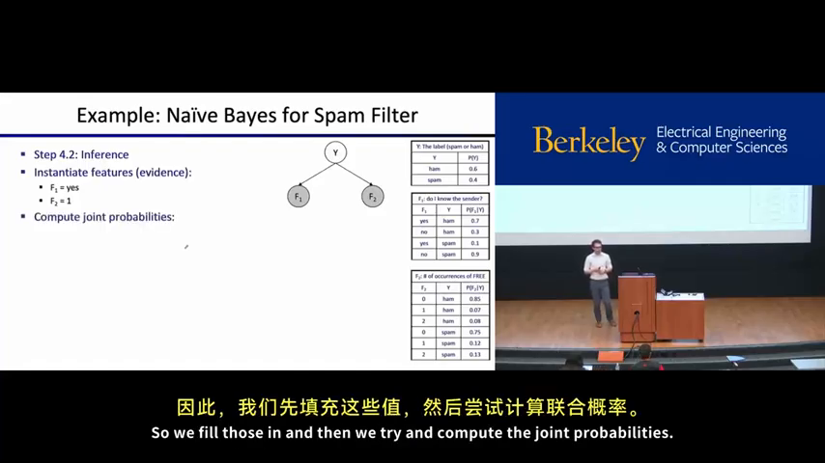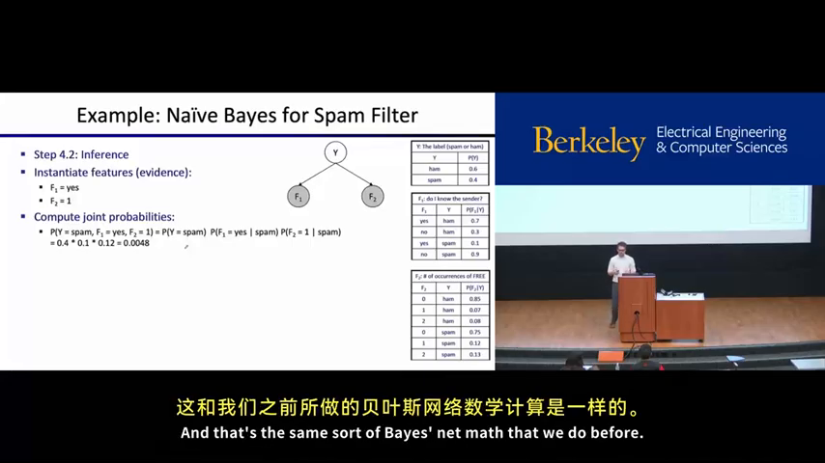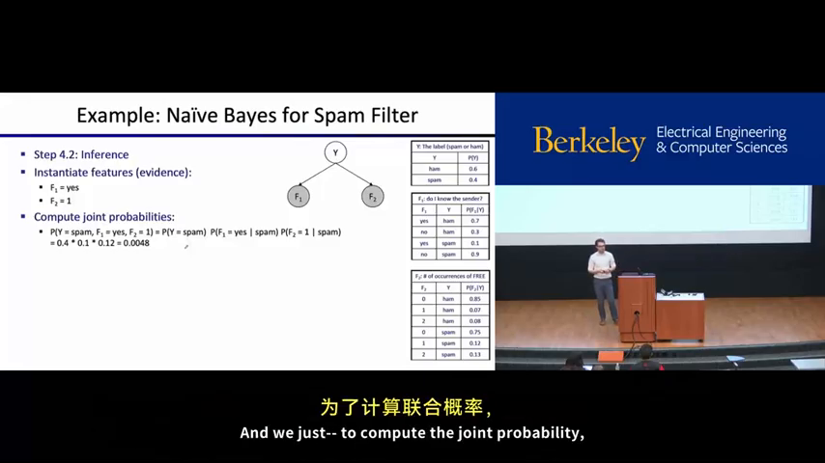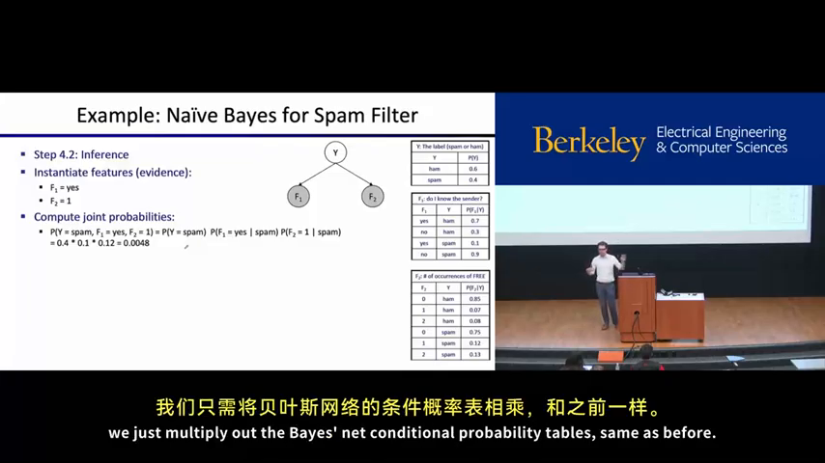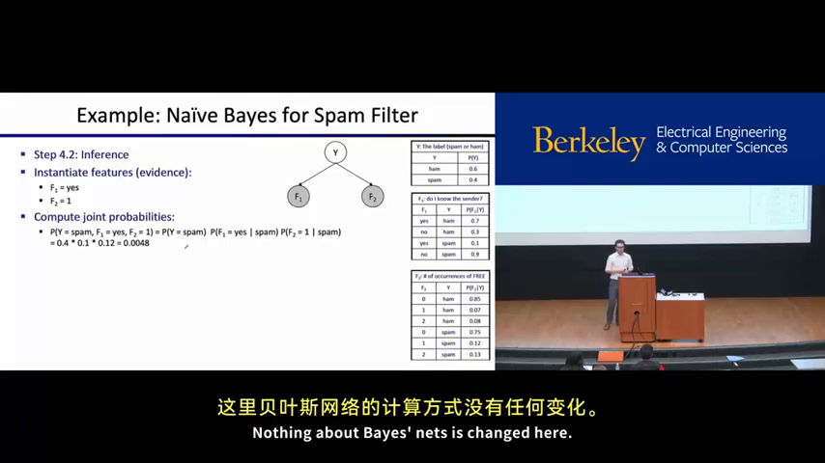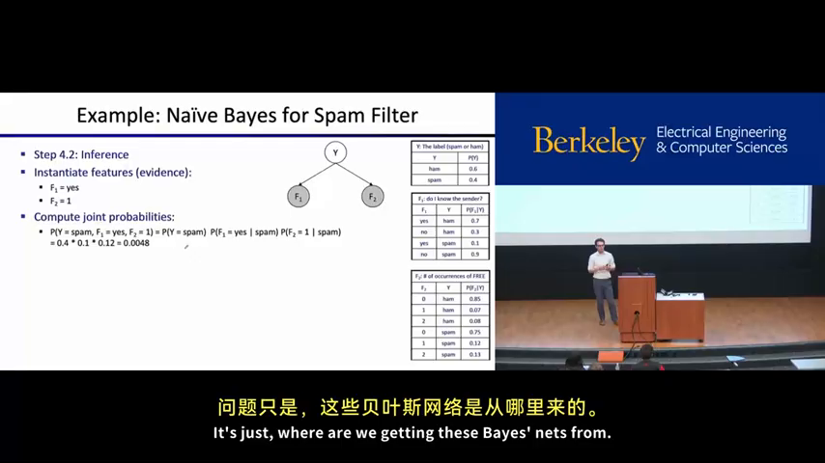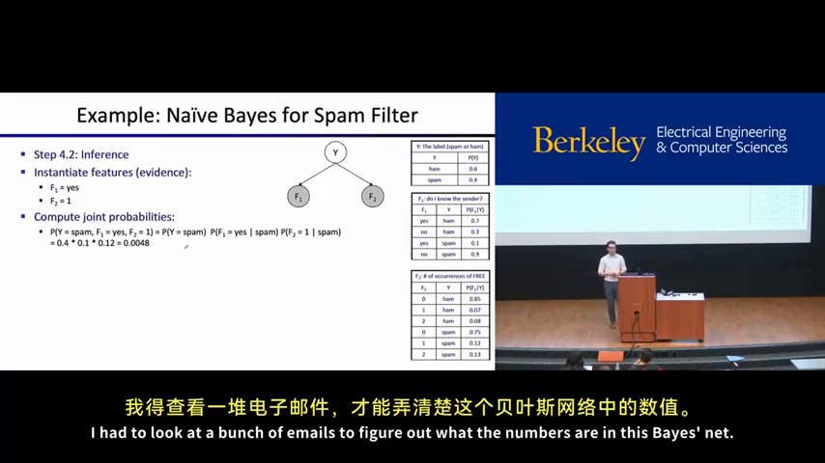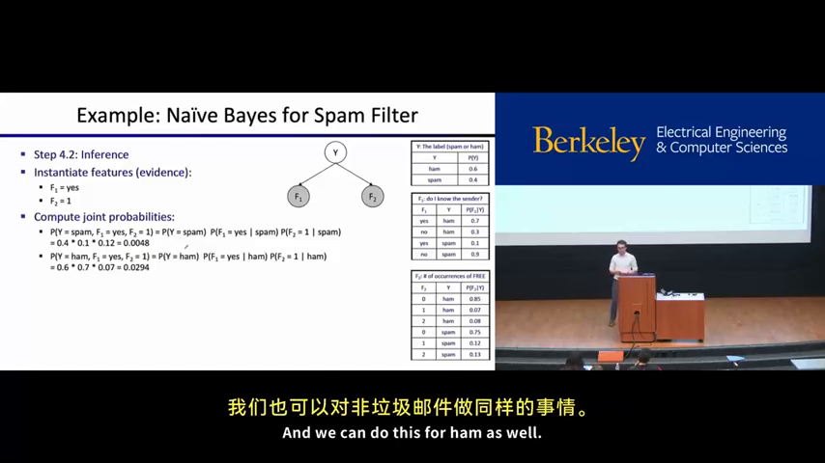And then we try and compute the joint probabilities. And that's the same sort of Bayes net math that we did before, okay? So we say, what's the probability that Y is spam given that these features are this way? To compute the joint probability, we just multiply out the Bayes net conditional probability tables, same as before. Nothing about Bayes nets has changed here. It's just where are we getting these Bayes nets from? It's not someone walking up to us on the street and saying, here's your new Bayes net. We're saying, okay, I had to look at a bunch of emails to figure out what the numbers are in this Bayes net. And we can do this for ham as well.